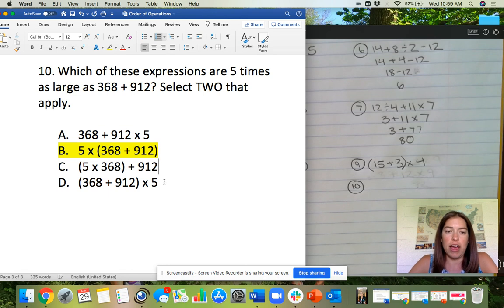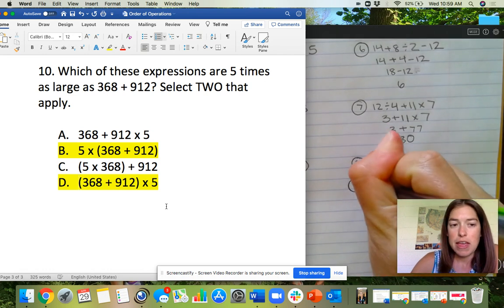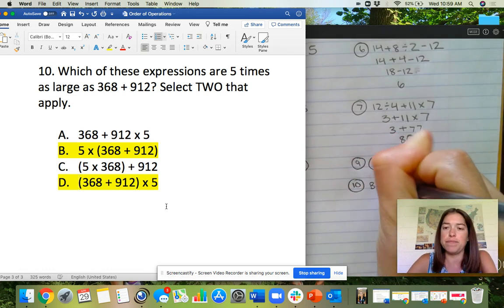All right, so let's check our last choice because I know I need 2 that apply. 368 plus 912 and then multiplied by 5. Order of operations tells me I'll do what's in the parentheses first. So here I am going to get 5 times as large as 368 plus 912. So our answers would be B and D.